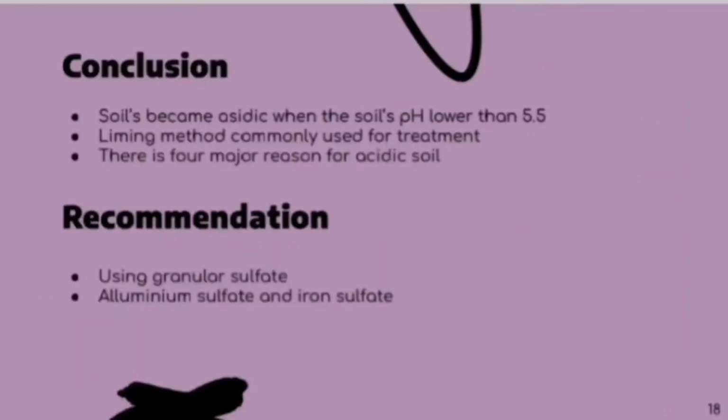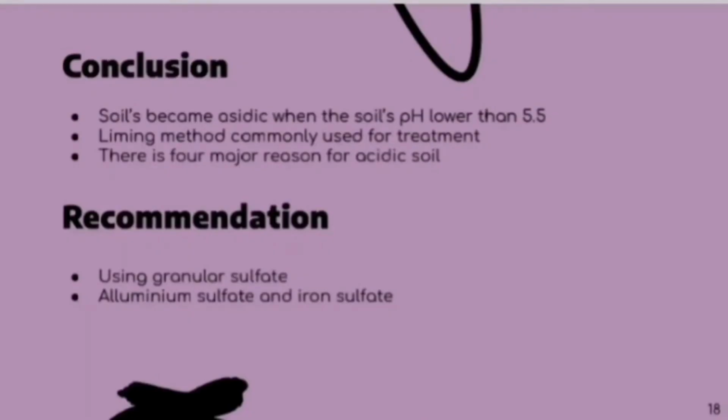For my conclusion, soil acidity has become the most common problem for every region. Soil becomes acidic when the pH reading is below 5.5. As we know, the liming method is commonly used to reduce this acidity in soil. Does another method exist to use for this problem? Unfortunately, there is no other solution for this problem. So, to reduce this problem, we should prevent it so we don't need to do a treatment.